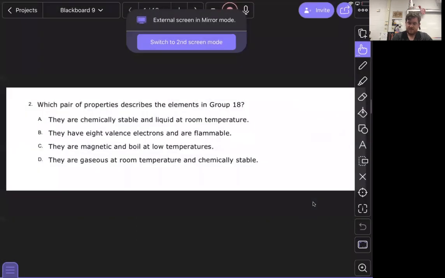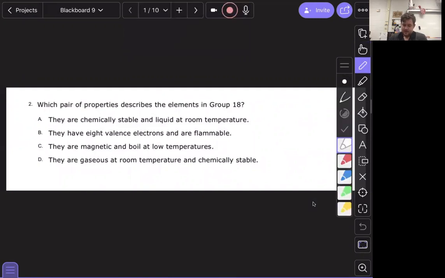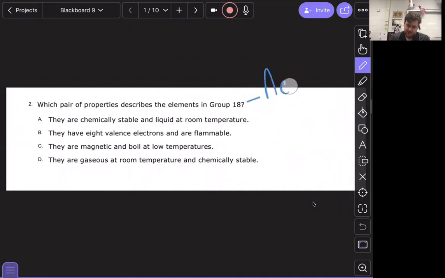Right, start off strong. All right, which pair of properties, number 2, which pair of properties describe the elements in group 18? Remember, group 18, those are our noble gases. Okay, and our noble gases are chemically stable. They're chemically stable, and they're gases at room temperature.